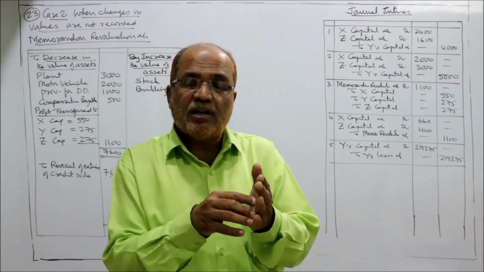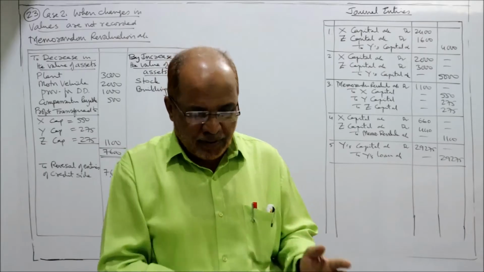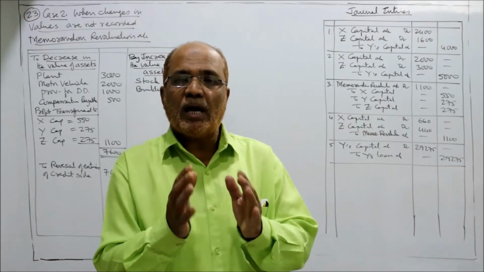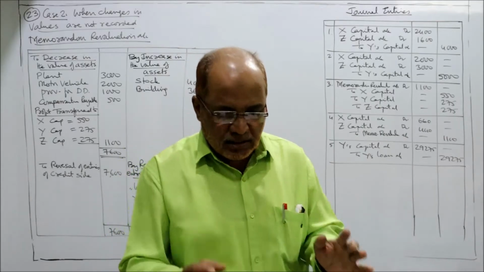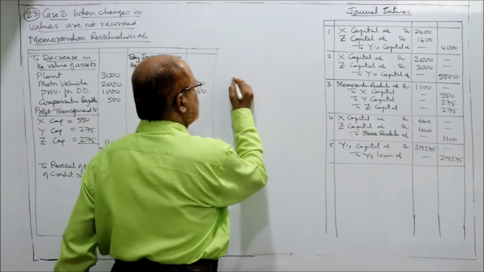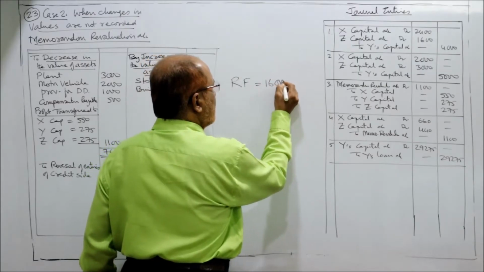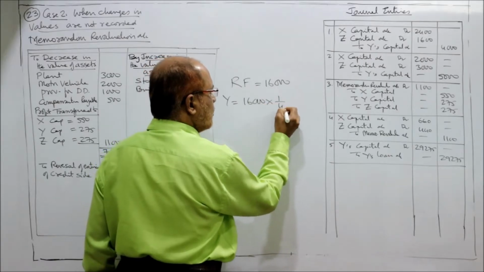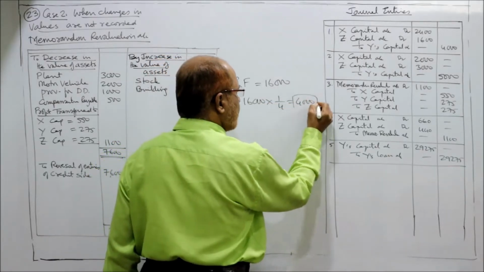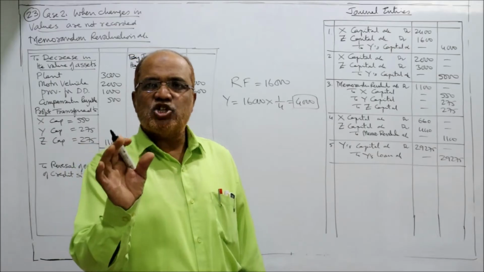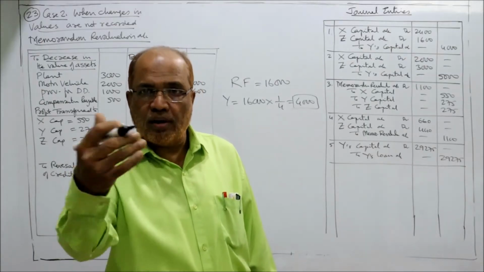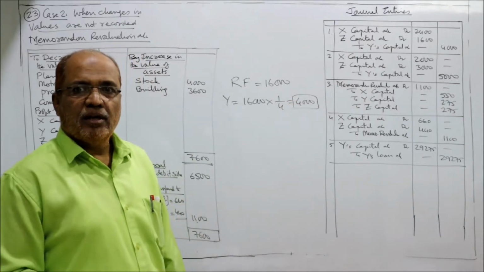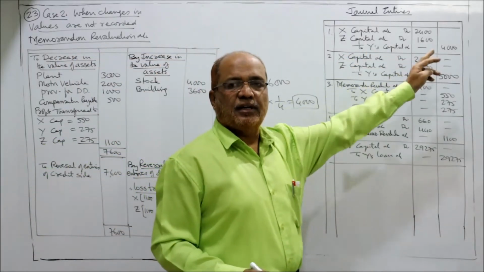Then what will be the retiring partner's share of the reserve fund? Reserve fund is given in the problem as 16,000 rupees. Share of reserve fund of Y: Y's share is equal to 16,000 into 1 by 4, which is equal to 4,000. Who should get 4,000 rupees from the reserve fund? The retiring partner. Y is leaving, so 4,000 rupees of the reserve fund must be given to him. So Y's account is credited by 4,000.